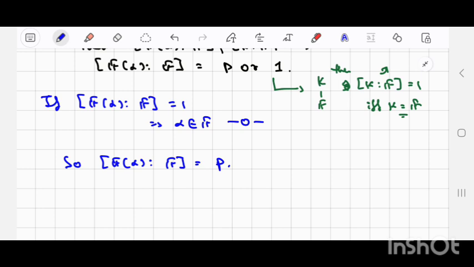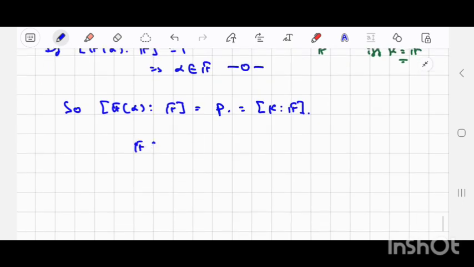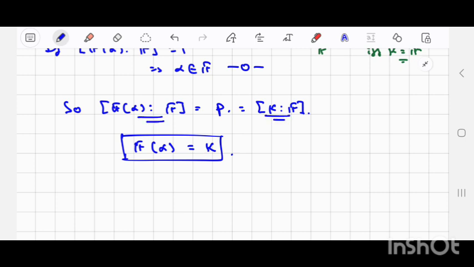Carefully observe, this implies that this is exactly equal to K over F. What does that mean? That clearly means F of alpha must exactly equal K, because both of them have the same dimension, and F of alpha as a vector space is a subspace of K. Both are vector spaces over F having the same dimension. So F of alpha at least as a vector space must be equal to K, and since it is already a subfield of K, it must be exactly equal to K.